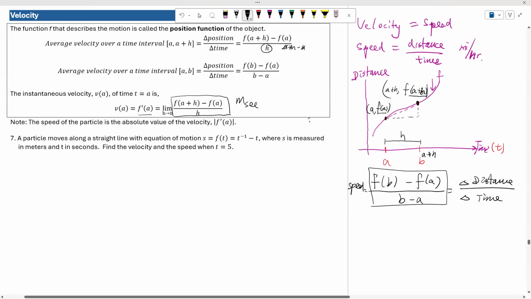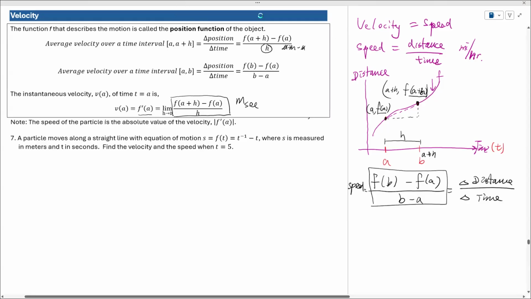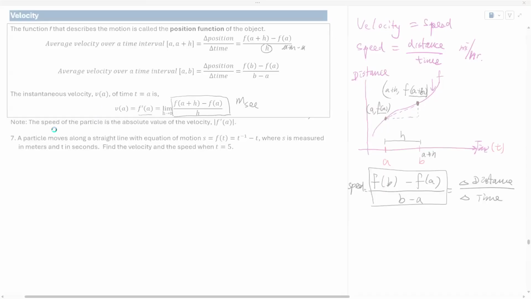And now, if I want to find speed, how do we get speed from the velocity now? Okay.